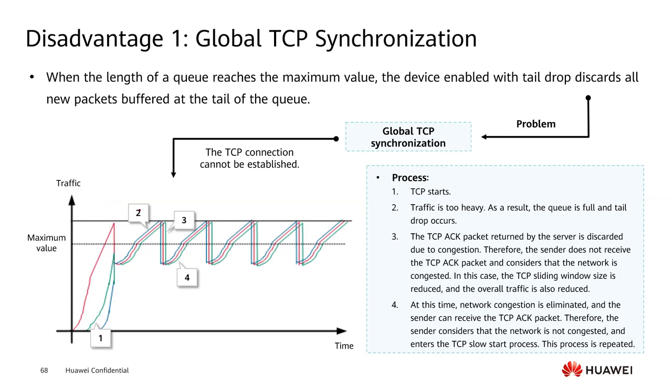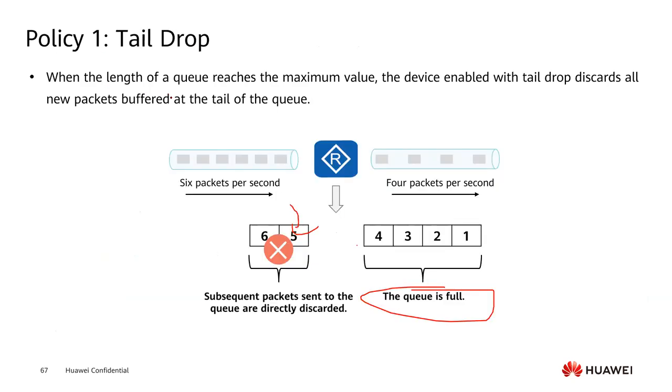It will make your services just very unstable. It makes you feel that your network is okay for a while and then not okay later. So this is the first disadvantage of tail drop.